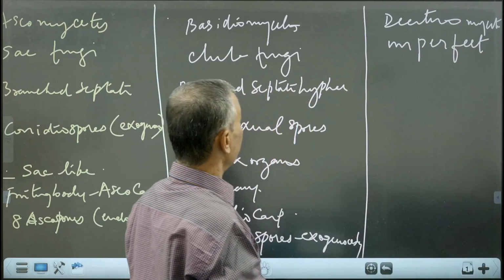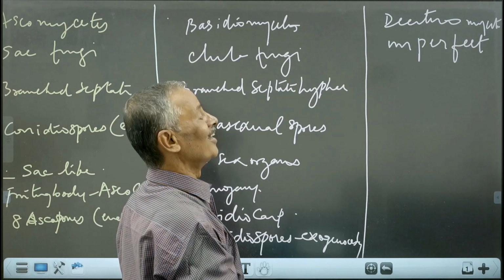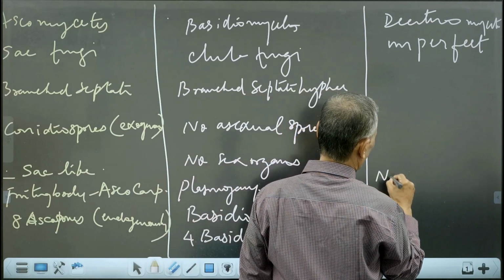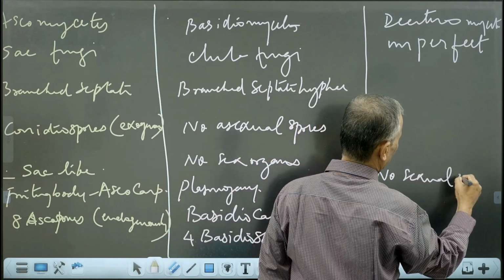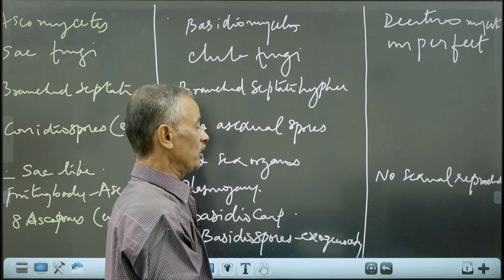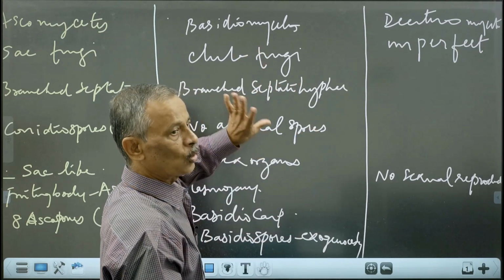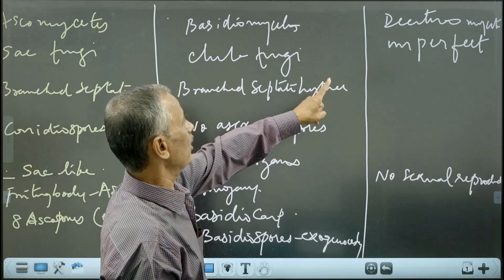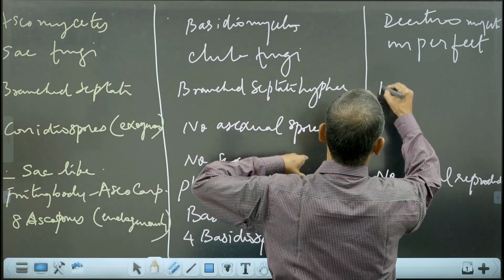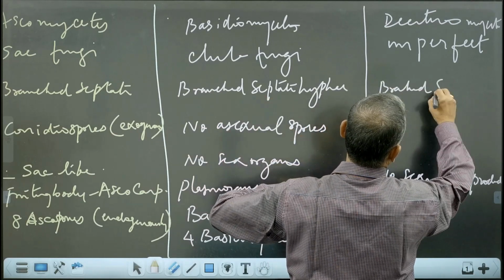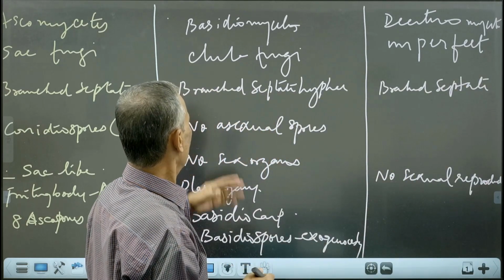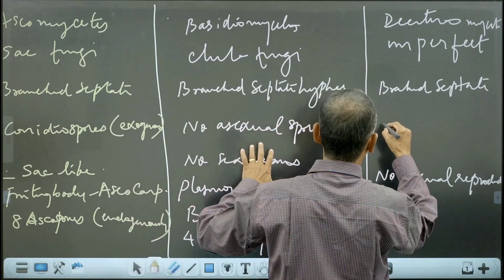Why are they called imperfect fungus? Because they have no sexual reproduction. No sexual reproduction is known. If any member is found to be reproducing sexually, then it is removed from it, because only asexually reproducing fungi come under this category. Here also they have branched and septate hyphae, and they reproduce asexually only.